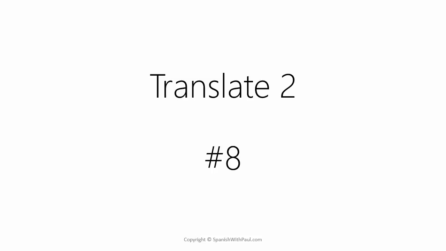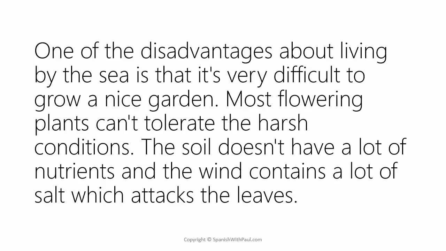Translate number 8. One of the disadvantages about living by the sea is that it's very difficult to grow a nice garden. Most flowering plants can't tolerate the harsh conditions. The soil doesn't have a lot of nutrients and the wind contains a lot of salt which attacks the leaves. This is a kind of unusual example, but I threw it in just to demonstrate to you that with the ability to control our verbs and to find vocabulary, we can talk about a really wide variety of different things.